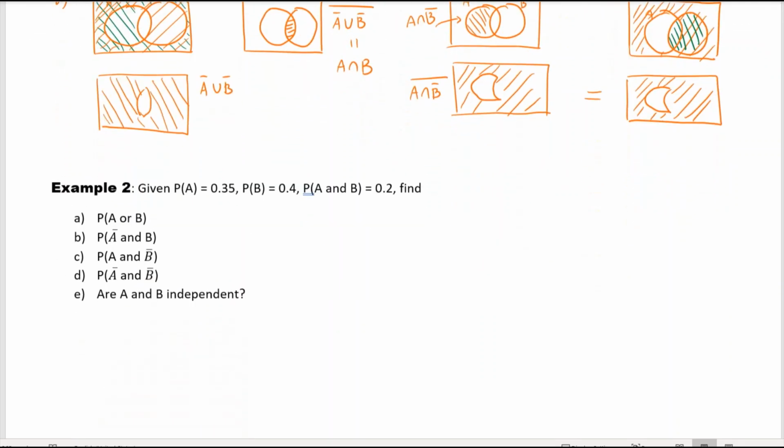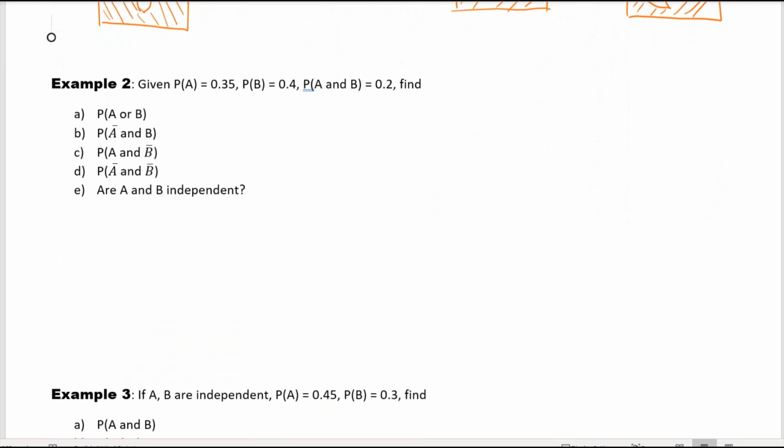Let's continue and look at example 2. Given the probability of A is 0.35, the probability of B is 0.4, and the probability of A and B is 0.2. Find the following. Part A, the probability of A or B. Okay, so let's draw some picture here.